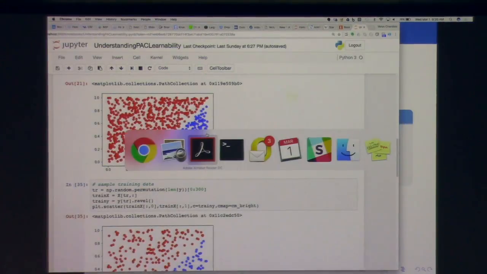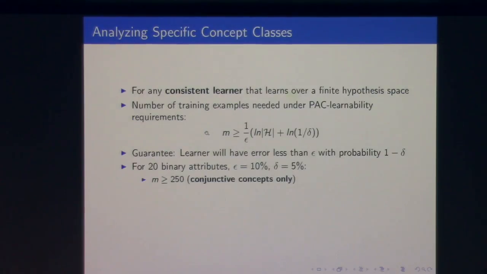Okay, so one thing that you can do with this, I'll just give you an example here. So essentially if I ask you how much data do I need if my epsilon is 10%, my delta is 5%, and this is the size of my hypothesis space, then you just feed those things here and you get your answer, right?